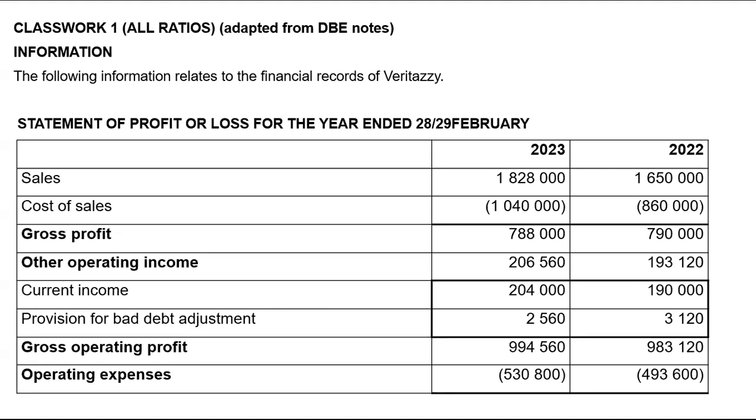So the only reason, again, that this percentage is lower than last year goes back to cost of sales, okay? Because that is the biggest expense that increased between 2022 and 2023.